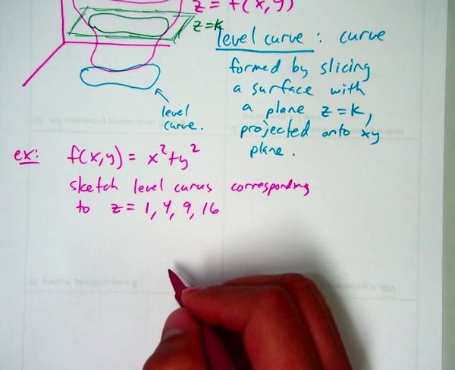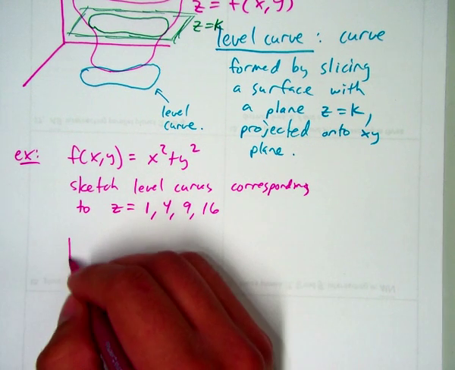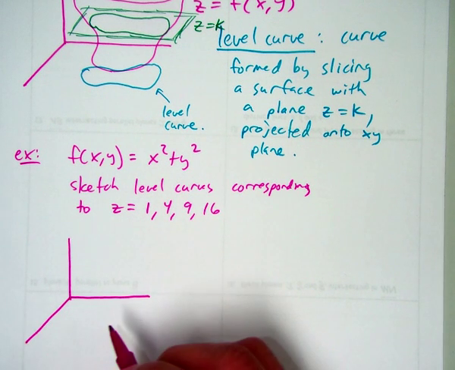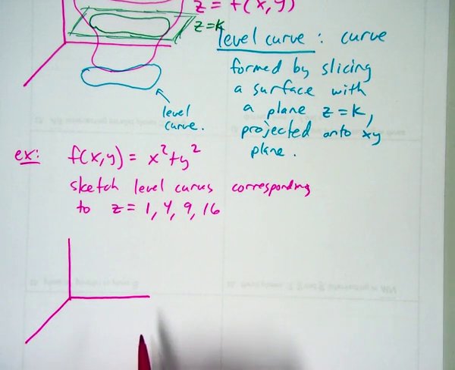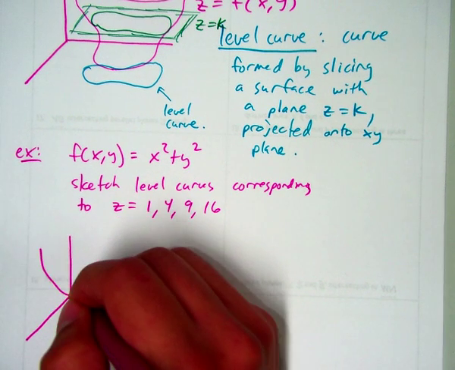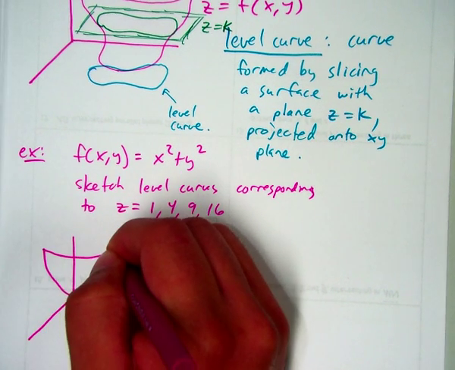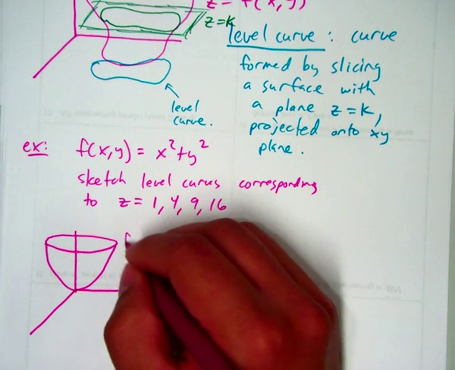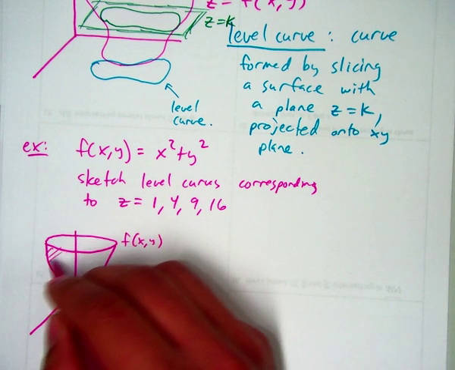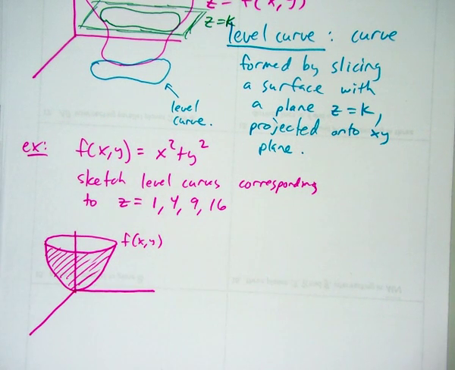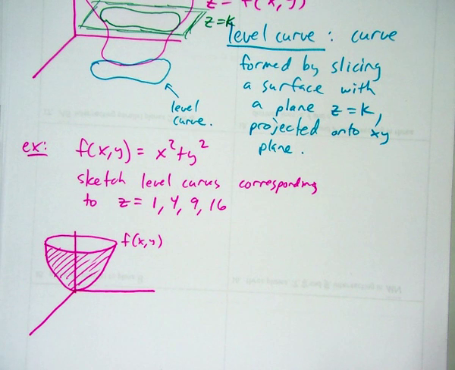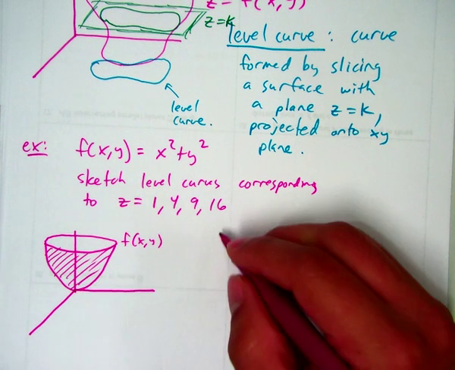So, what is the graph of this? It's a paraboloid. So this is f of x, y. Now, I think you understand, if you were to slice horizontally through the surface, what curves are you going to get? Circles. Okay.